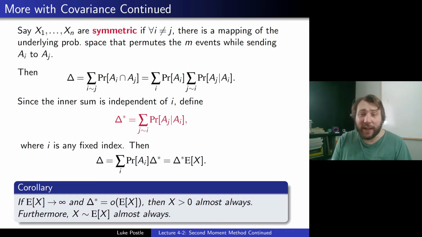And hence we get another corollary: if the expectation of x goes to infinity and delta star is little o of the expectation of x, then of course delta is little o of the expectation squared, and hence x is greater than 0 almost always, and furthermore x is essentially E of x almost always. All right, so that is what we're going to be using today. In particular, the examples today will be symmetric, so we will be using this corollary as our implementation of the second moment method. All right, so on to the examples.